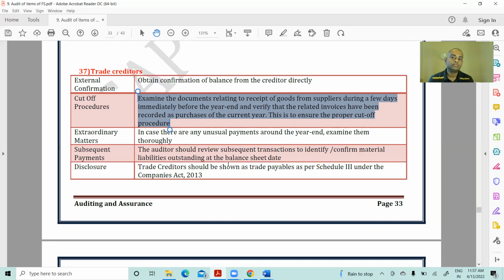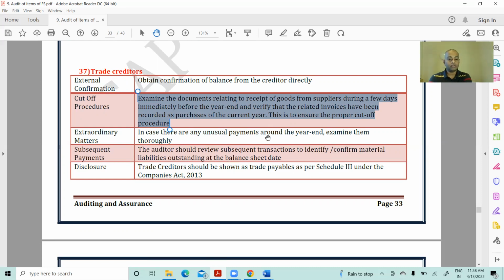Because, sir, you ordered goods on 30th March. You purchased goods on 30th. Goods might have been received on April 4th. Yeah. But still purchase will be recorded based on the accounting policy. The company will have an accounting policy which should not be against any accounting standard or law. So on what basis the company is recording the purchases made on 29th March, the auditor has to verify. You understand it? Yes, sir.